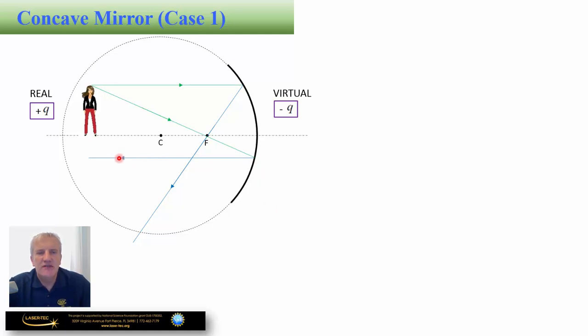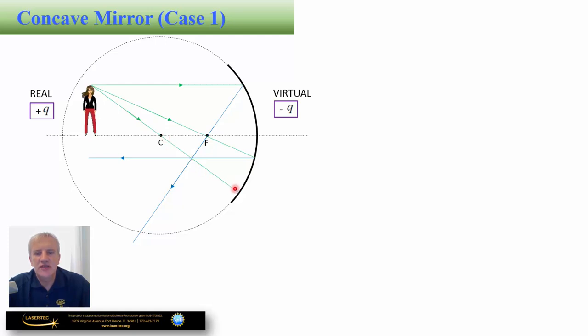So here we have two light rays that we analyzed. The first one, again, propagating parallel to the optical axis, is reflecting through the focal point. And then the light ray that's passing through the focal point is going to get reflected along the line parallel to the optical axis. And then finally, the third case is a case of a light ray that's passing through the center of the curvature. So this is our third light ray. We can see that this light ray is passing through the center of the curvature.